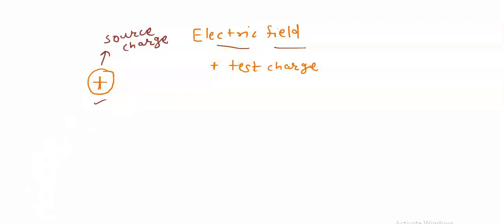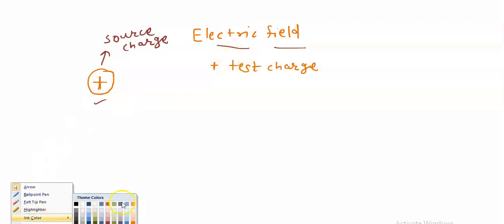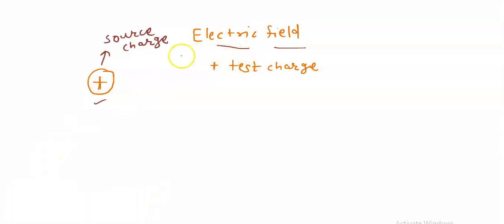Now, do remember that around a source charge, this field or region in which we experience the effect is called electric field. Okay, and then we can draw the electric field in terms of electric field lines. We can draw the field lines around any charge. These are called electric field lines. Now, what are electric field lines?